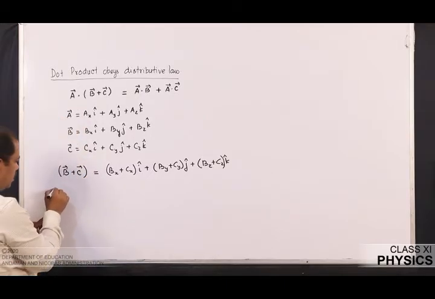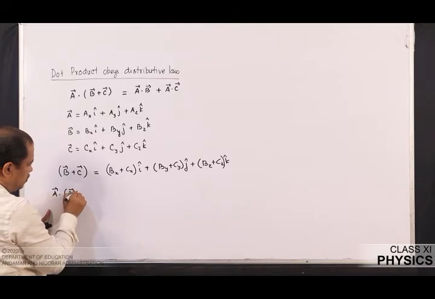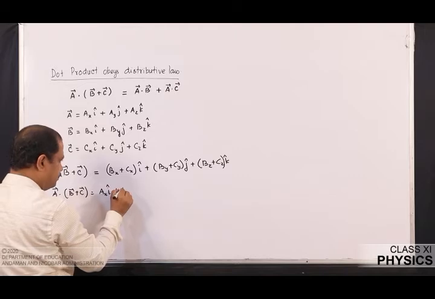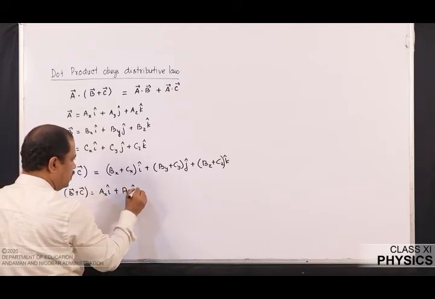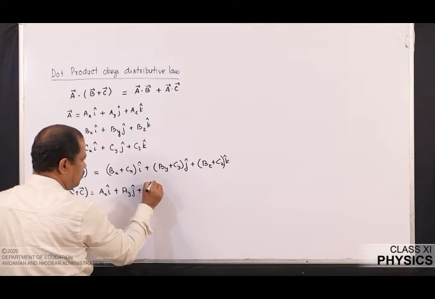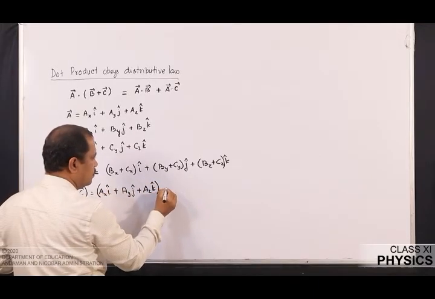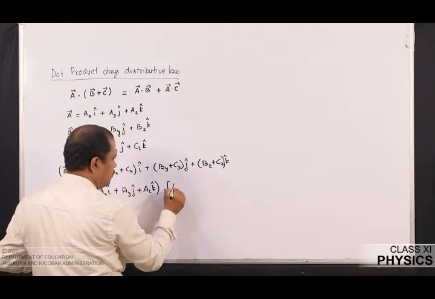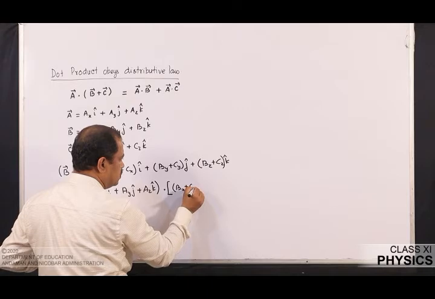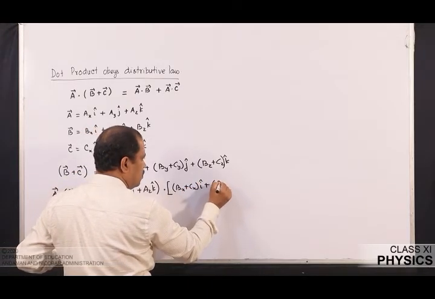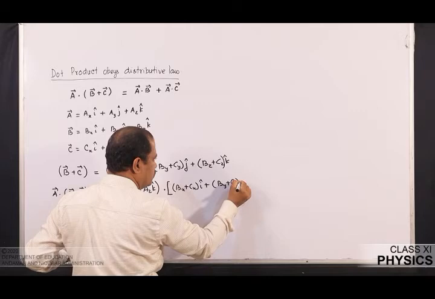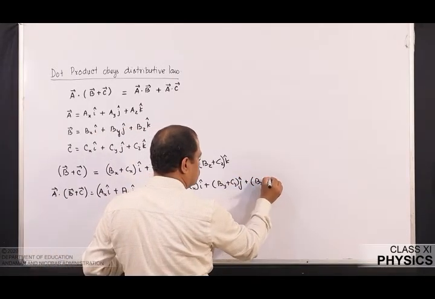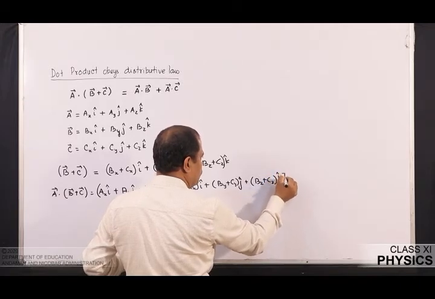So I have A dot (B plus C), which is going to be (Ax i cap plus Ay j cap plus Az k cap) dot, let me take this expression, which is going to be (Bx plus Cx) i cap plus (By plus Cy) j cap plus (Bz plus Cz) k cap.